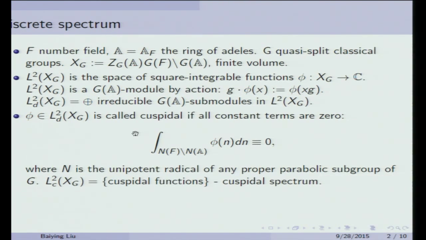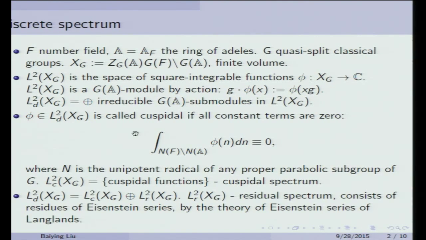Inside the discrete spectrum, there are some special functions called cuspidal, if all the constant terms are zero. This is just the adelic setting of cuspidality, like for modular forms. Here N is the unipotent radical of any proper parabolic subgroup. If we put L2C for all the cuspidal functions, this is called the cuspidal spectrum.